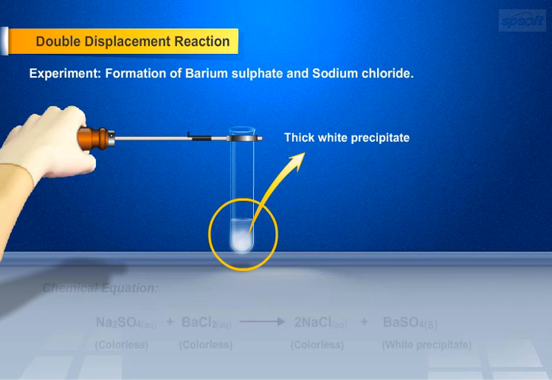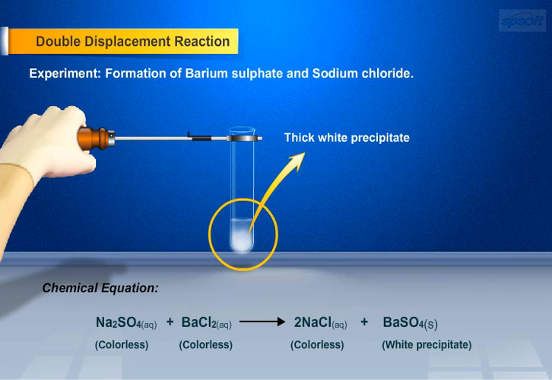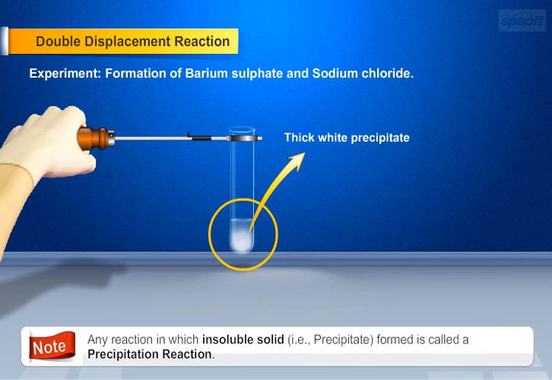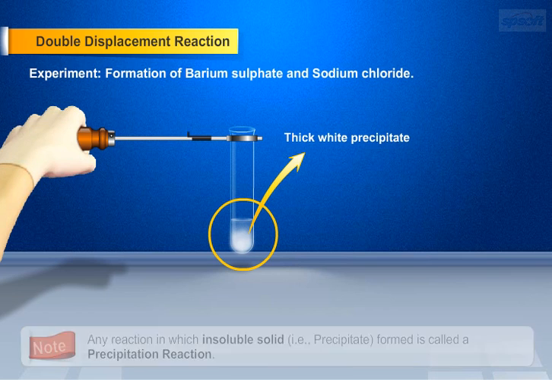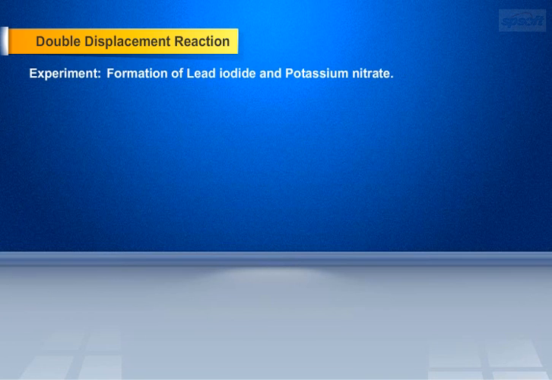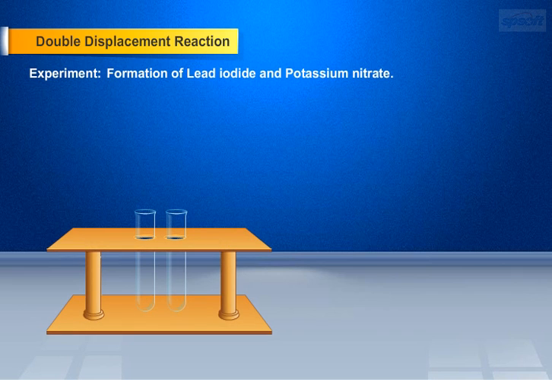The chemical equation of this reaction is: here note that any reaction in which an insoluble solid, that is precipitate, is formed is called a precipitation reaction. Let us do another experiment to understand double displacement reaction more clearly. The experiment is formation of lead iodide and potassium nitrate. We need 2 test tubes for this experiment.